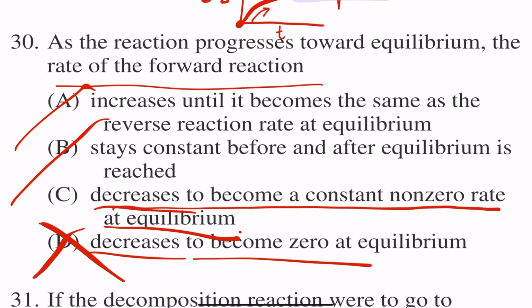The forward reaction is continuously happening, and so is the reverse reaction. It's just that the rate at which the forward happens is equal to the rate at which the reverse happens. So that's why you don't really see any change, but that doesn't mean it's not happening. So there are still these rates, and they are non-zero. That's why answer choice C would have to be correct.